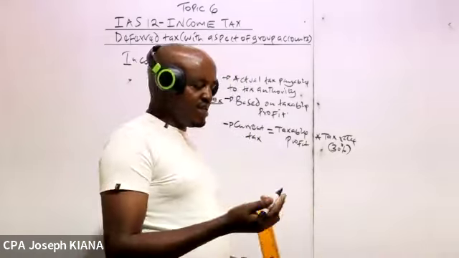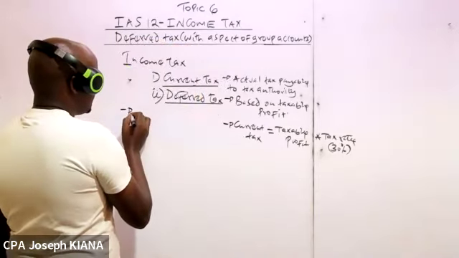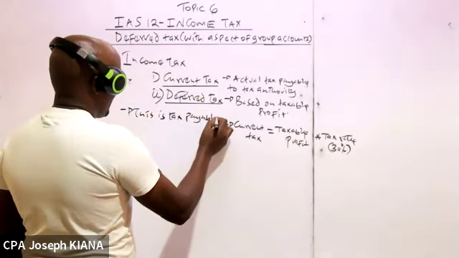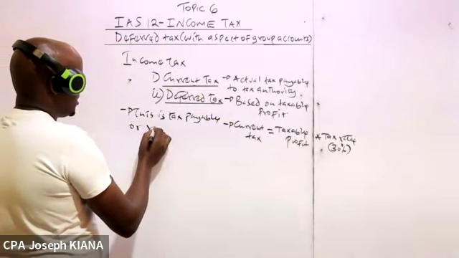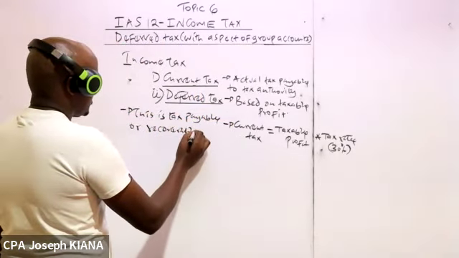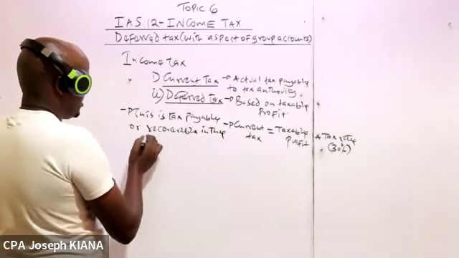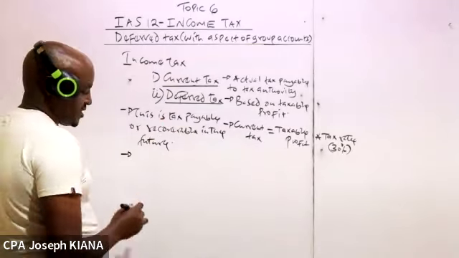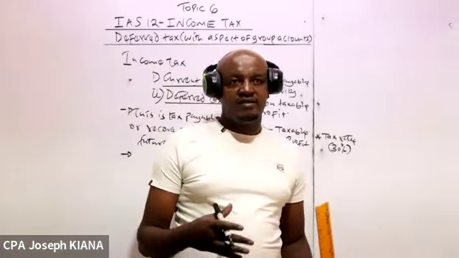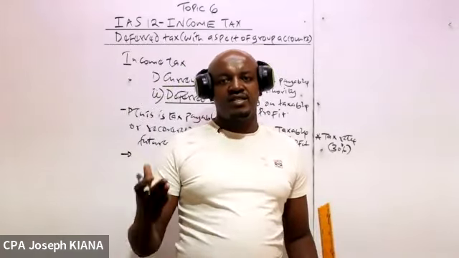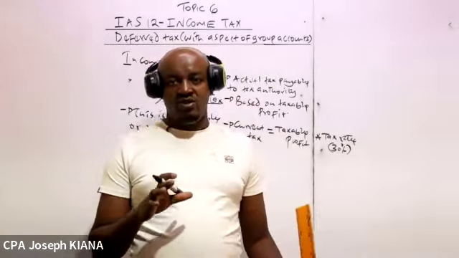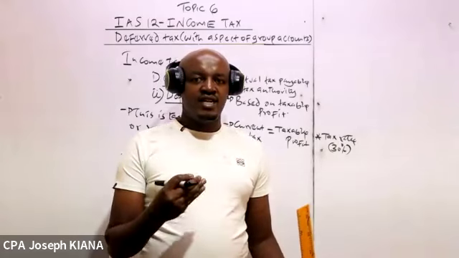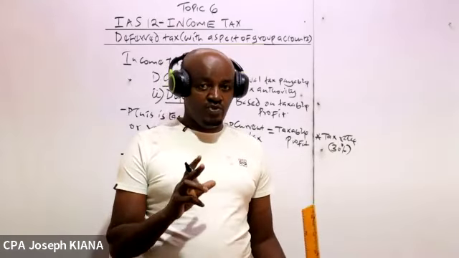So generally, we can say that this is a tax which is payable or recoverable in the future. So why do we have deferred tax, that is, deferred tax asset or deferred tax liability? Generally the deferred tax arises as a result of the difference between two profits.